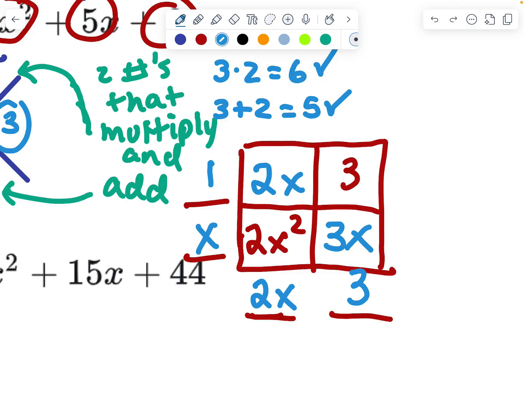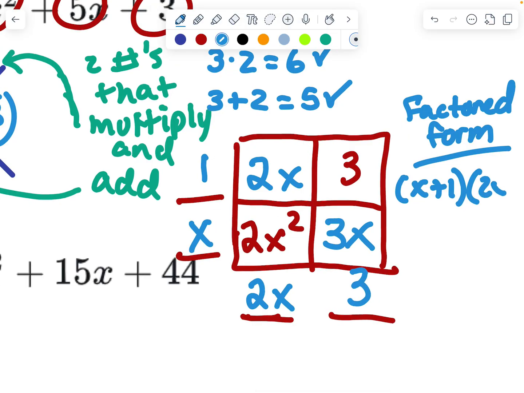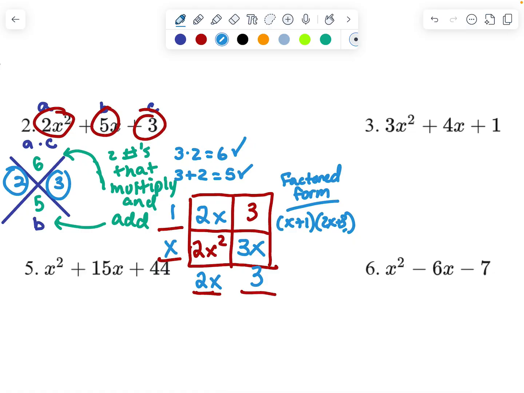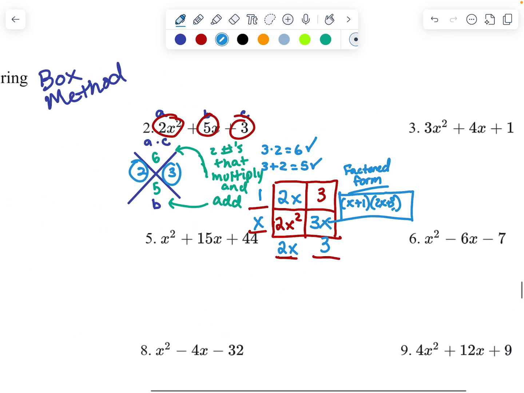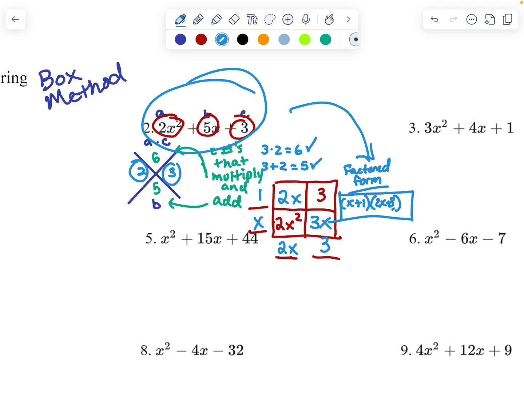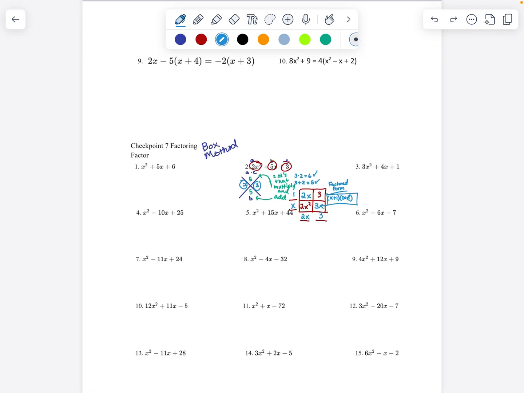And finally, we can write our answer in something we call factored form. Okay, we want our answer in factored form. So this is going to be x plus 1, 2x plus 3. And I'm running out of room there. 2x plus 3. Okay, this is our final answer. We took this and we turned it into factored form, into our answer. Okay, so we've got our diamond, we filled out our box, we put our answer in factored form.